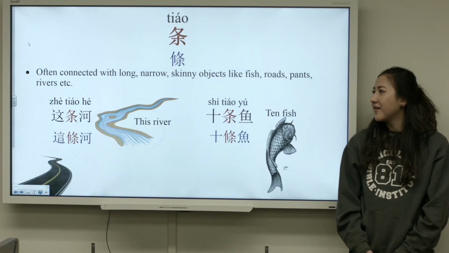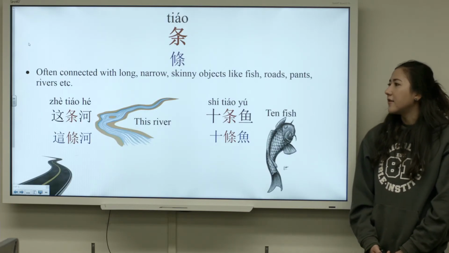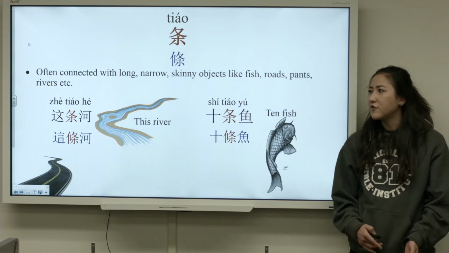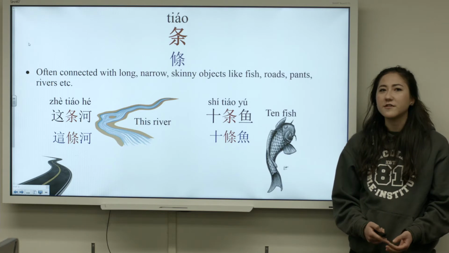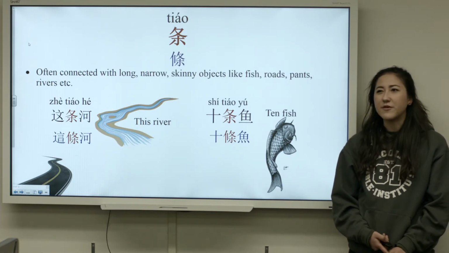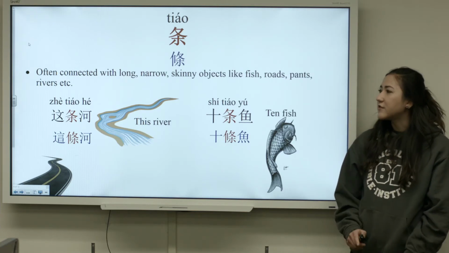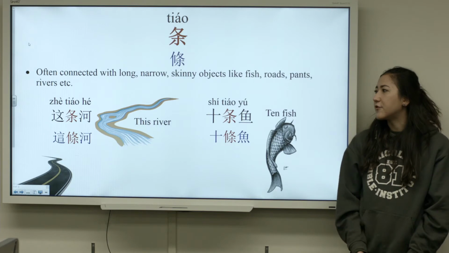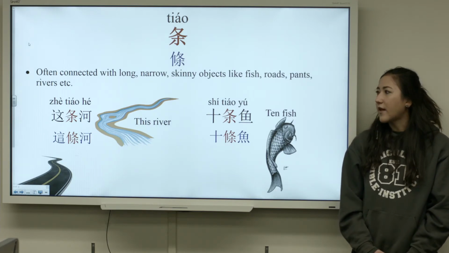So this next one is 条, and this measure word is usually used with long skinny objects, so that can be fish, roads, pants, and rivers, and things like that. So the first example is 这条河, this river. And the second one is 10条鱼, 10 fish.